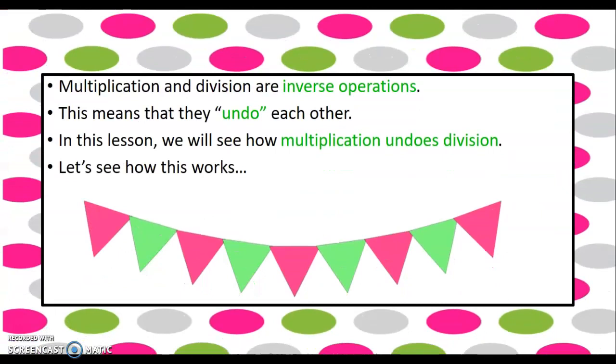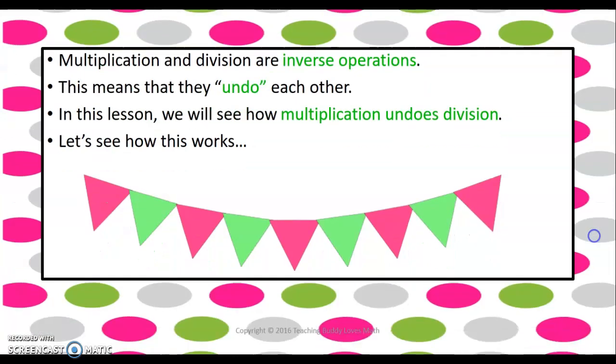Okay. Multiplication and division are inverse operations, which means they kind of undo each other. You can think about it like addition and subtraction. If I add 2 plus 3 and get 5, then I can also take 5, subtract 3, and go right back to 2 again. Okay? So in this lesson, we're going to get a few more looks at that.